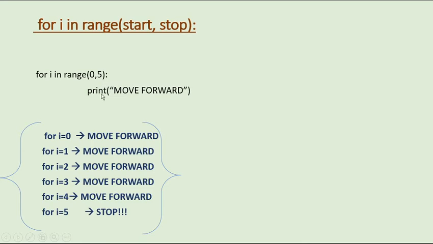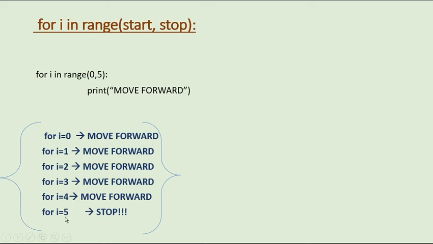When it becomes 1, again it will check whether 1 is less than 5. Yes, 1 is less than 5. It will print move forward. Again the value of i will be incremented internally. i will become 2. Again it will check whether 2 is less than 5 or not. Yes, the condition is true. Again it will print move forward and so on.